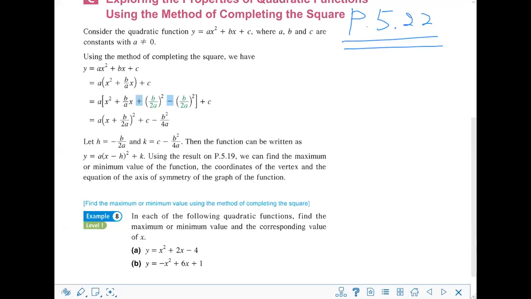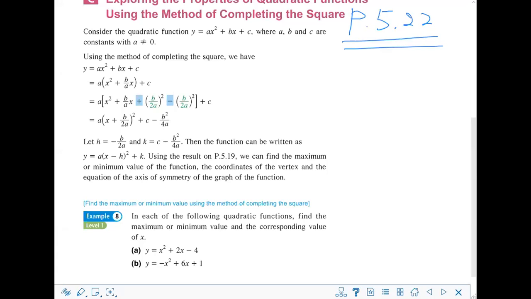So today we are going to talk about the maximum value or minimum value, and then the axis of symmetry and the vertex, coordinates of the vertex of the graph of quadratic functions. Okay, so that is continuing what we have learned yesterday. And today we are going to do a lot of calculation.